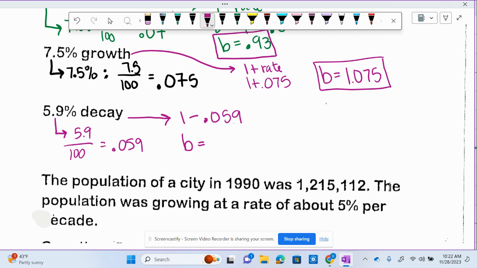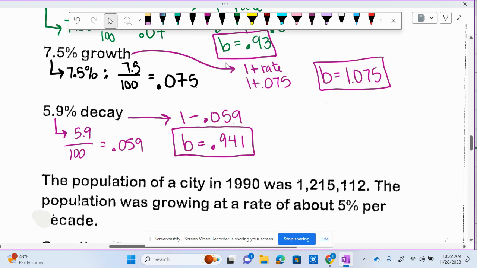What is 1 minus 0.059? Put it in your calculator. No shout outs. Let Hannah do it. Yeah, 0.941. B equals 0.941. Okay, that's how we do that. That's how we find the growth or the decay value.